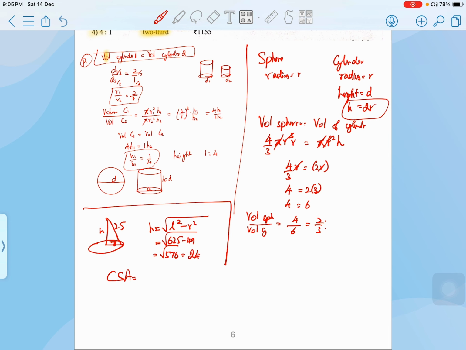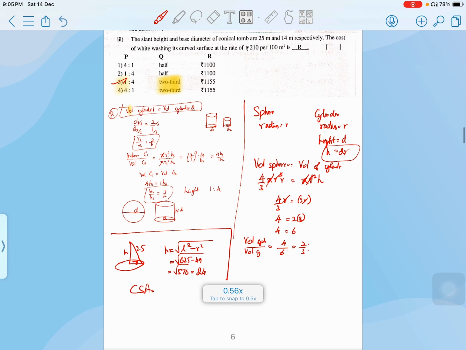CSA of a cone is pi r l. So okay, I think we don't need to find this height also. CSA only they are asking, no? Fine. So 22 by 7 into radius, which is 7, into this one, which is 25. This and this cancel. So 22 into 25 alone we can do: 550. 550 meter square is your CSA.